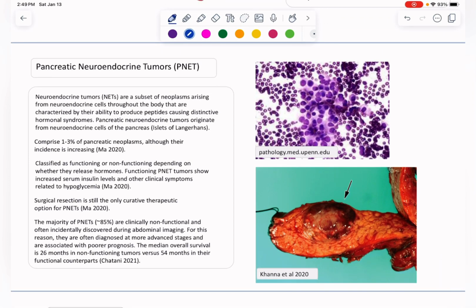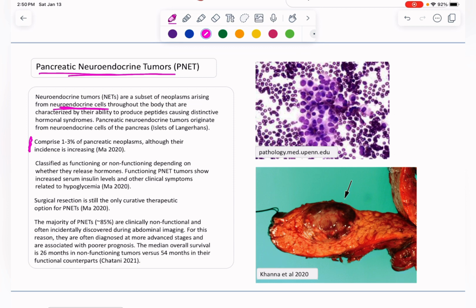The other type of pancreatic cancer, these tumors are referred to as pancreatic neuroendocrine tumors. Unlike pancreatic cancer, these tumors are going to affect the neuroendocrine cells of the pancreas, so they're going to affect those cells in the islets of Langerhans. This is a much less common form of pancreatic cancer. Maybe 1 to 3% of pancreatic tumors are this specific type.